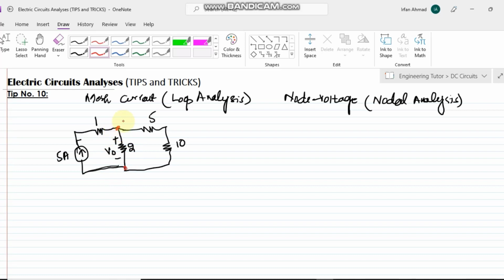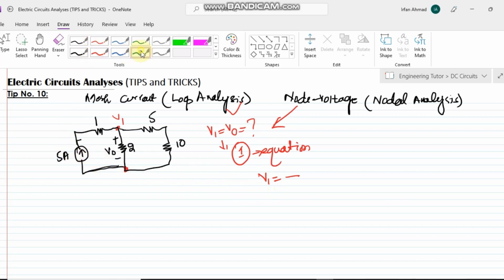First of all, let us say we are going to use the node voltage method. In using the node voltage method, we have this node, and after finding out all the equations, we will find the value of V1, and the value of V1 will be equal to V0. We will have only one equation in the node voltage method, and by solving that equation we will get the value of V1, which will be the solution.